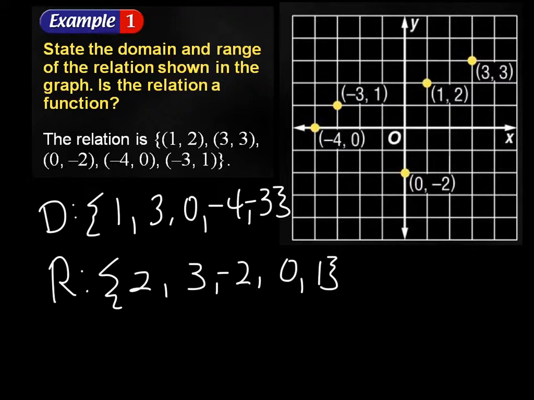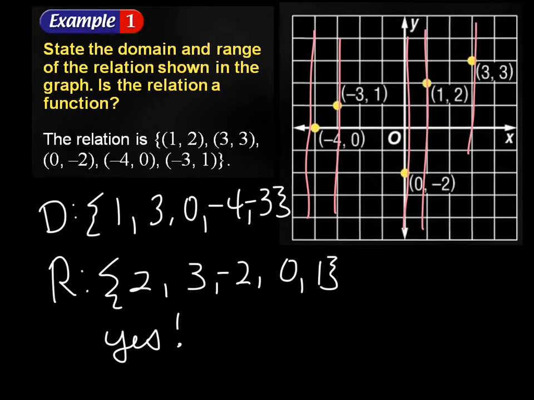And is this a function? Sure. Every x has its own y. So yes, it's a good rule. I know what I'm doing. Since this one's graphed, we could also use the vertical line test. If a vertical line only passes through the graph exactly once, it is a function.